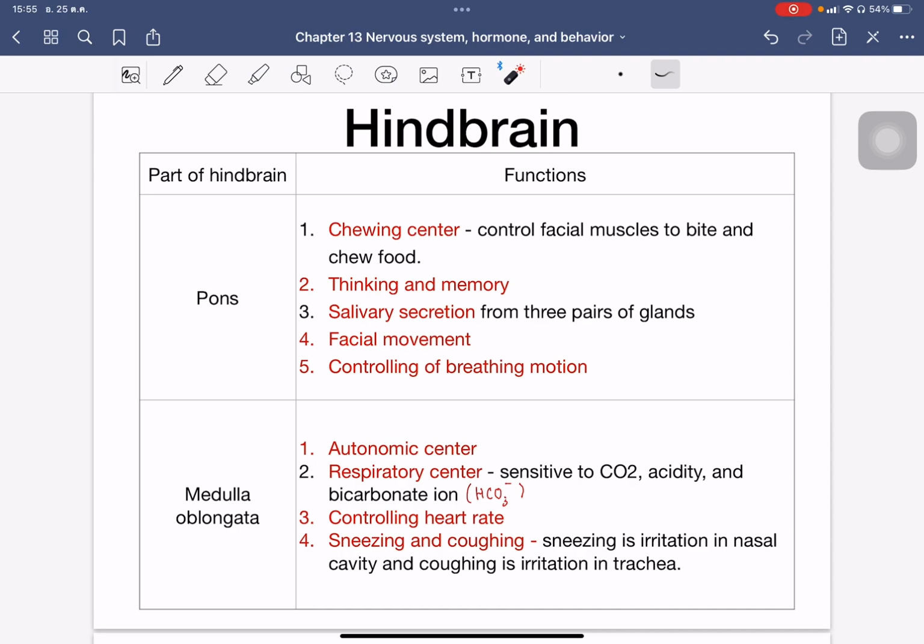It takes control of salivary secretion, producing saliva from the three pairs of salivary glands, makes facial movement, and takes control of the breathing motion for the upper part of the respiratory tract. The medulla oblongata takes control as part of the autonomic center. The respiratory center is sensitive to carbon dioxide, acidity, and bicarbonate ions. It also controls heart rate, and sneezing and coughing when there is irritation inside the nasal cavity or the trachea.